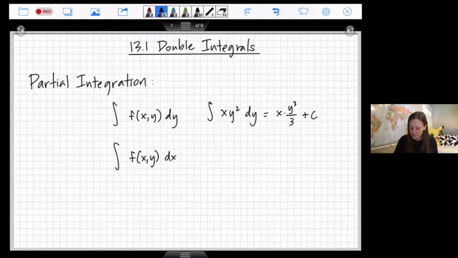Likewise, if I had the same integral, xy squared, but then I had a dx at the end, this is indicating that now x is the variable of integration. So we're going to integrate x, and we're going to treat the y squared like a constant. So x squared over 2 is our integral, y squared, the constant, going along for the ride, and then we would put our plus c on the end. Or if we had limits, we could evaluate them plugging in for x.